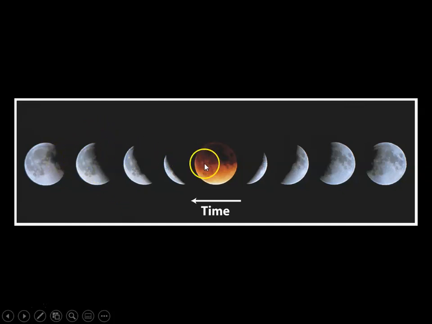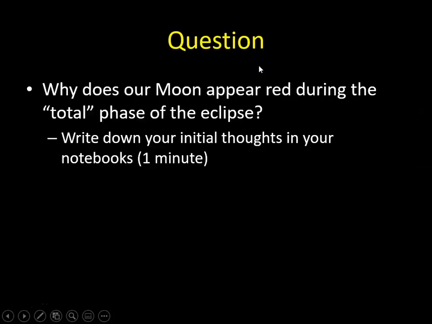Now notice that during the middle of the total lunar eclipse, the moon is kind of reddish. Why does it appear red? So take a moment to pause the video or write down your thoughts. Think about, why does the moon appear red during the total phase of the eclipse, especially during the middle of the total phase of the eclipse? Okay, so hopefully you have some ideas now.